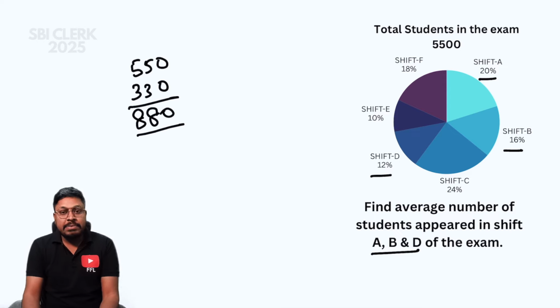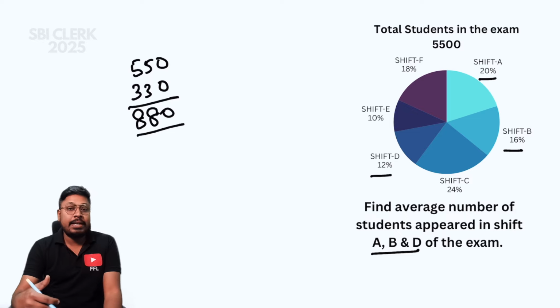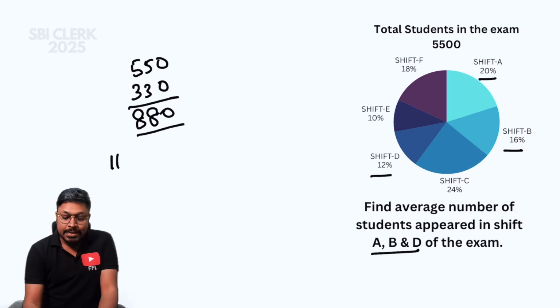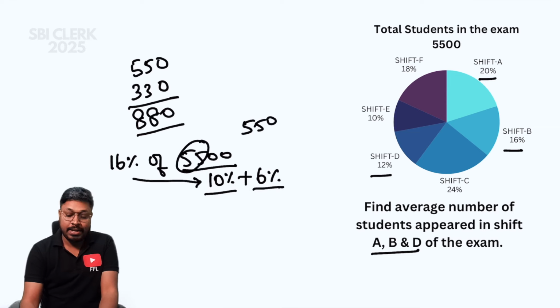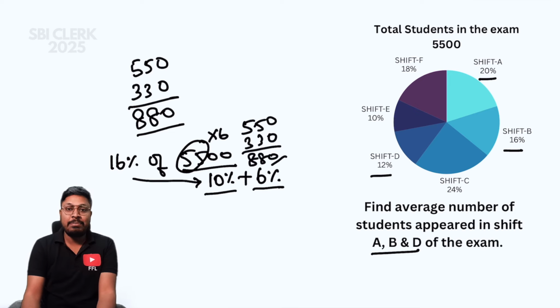So that's the reason I'm saying go with a lot of mind calculation while practicing itself. Even if you are making a mistake, it's okay, but try to keep on practicing that. So how I calculated is 16 percentage of 5500. I converted 16 percentage as 10 percentage plus 6 percentage. 10 percentage of 5500 will be 550. What about 6 percentage? 1 percentage will be 55, so 55 into 6 will be 330. So when you add both, answer will be 880.